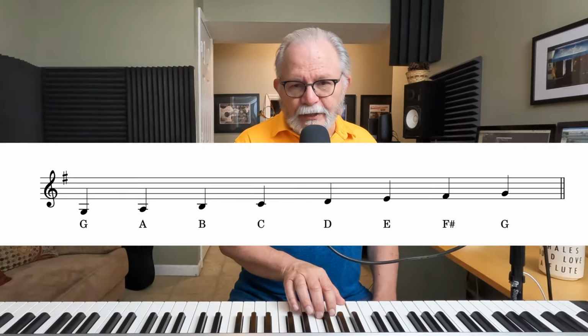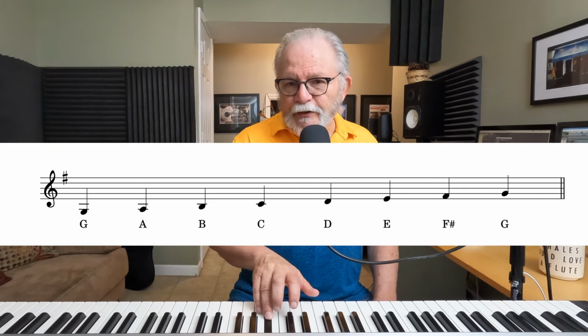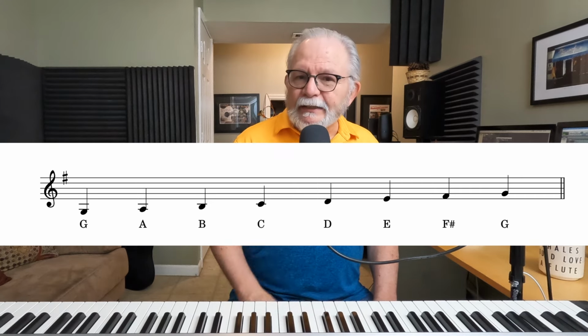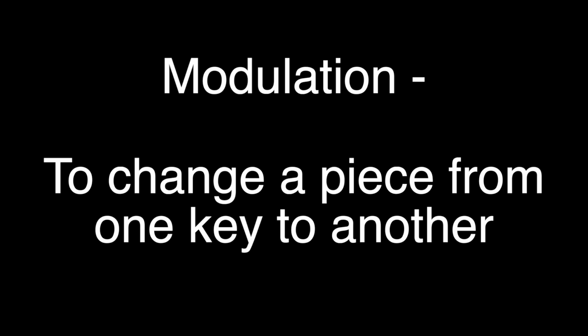So if a song is in a specific key, using the notes from a specific scale, we write the key signature of that scale at the start of the music. The G major scale has 1 sharp, so we put 1 sharp in the key signature. Pretty basic stuff. So what is a modulation now? To modulate in music is to simply change a piece from one key to another.